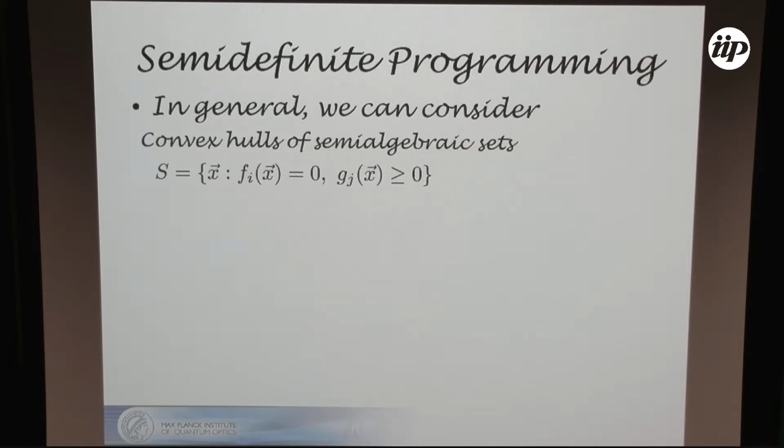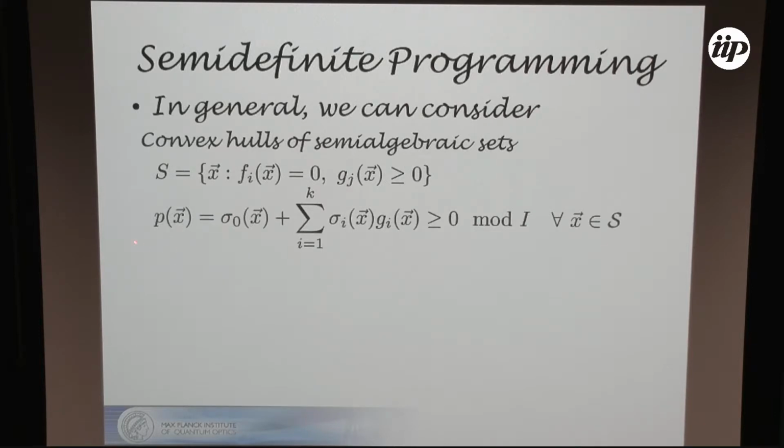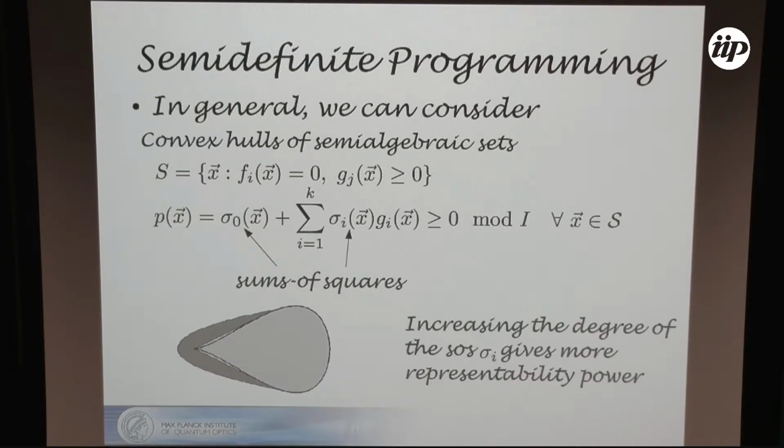So in general, to describe these convex hulls of semi-algebraic sets, so sets that look like this, I want to find the convex hull of S. I will be looking at linear inequalities of this form, right? So sigma 0, so the sigmas are sums of squares modulo I, and the g's are just the polynomials that are given to be positive. So you see that this whole expression is always non-negative on S, right? So you see that this naturally gives you a hierarchy, because if you increase the degree of these sigmas that you allow here, you would increase the degree of your semi-definite program, and this can only give you more representability power, right? So you can only get better and better inequalities.